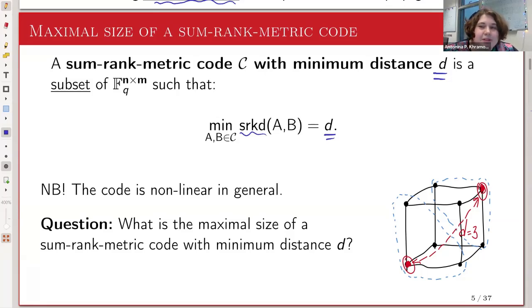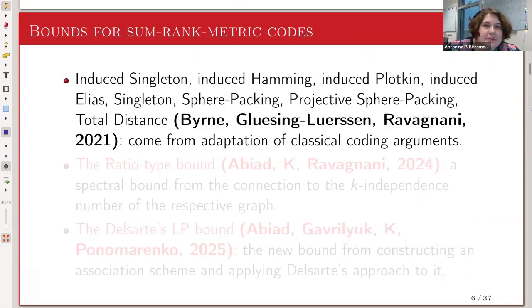Yeah, and what we're interested in is finding out what is the maximal size of a code that satisfies this condition about the minimum distance.